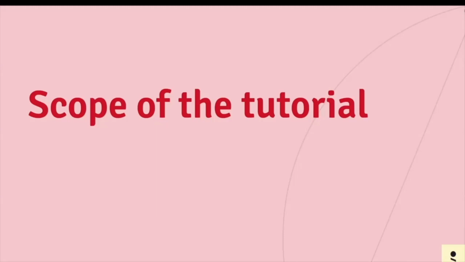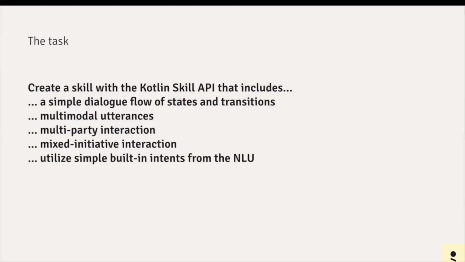The scope of this tutorial is that we will be creating a skill with the Kotlin Skill API that includes just a simple dialog flow of states and transitions.